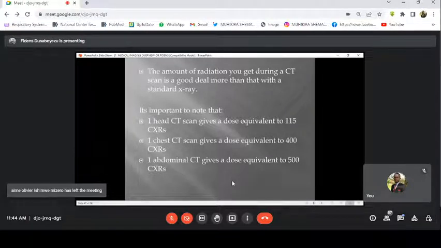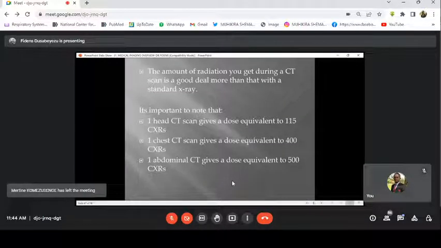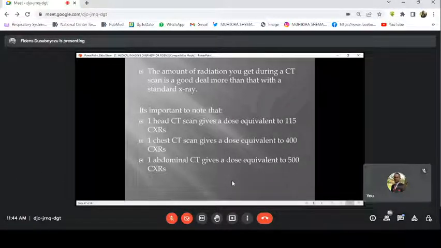One chest CT scan can give a dose equivalent to 100 chest X-rays. One abdominal CT can give a dose equivalent to 500 chest X-rays. Can you see that CT scan can give a really big amount of ionizing radiation to the patient? So when you decide to request a CT scan, you have to think twice.